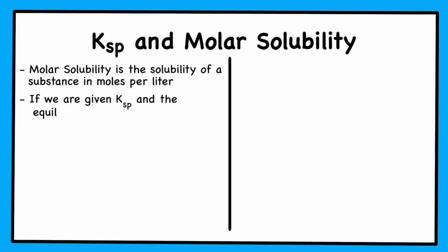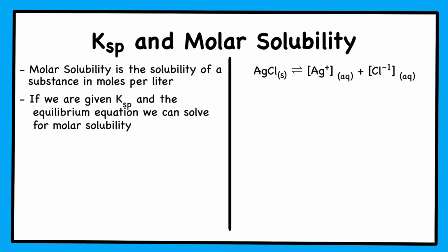If we are given Ksp of a reaction and we can determine what its equilibrium equation is, we can solve for molar solubility. So let's take the dissociation of silver 1 chloride. The Ksp value for silver 1 chloride is 1.77 times 10 to the negative 10th power. Its equilibrium equation would be AgCl solid is at equilibrium with aqueous silver cation plus aqueous chlorine anion.